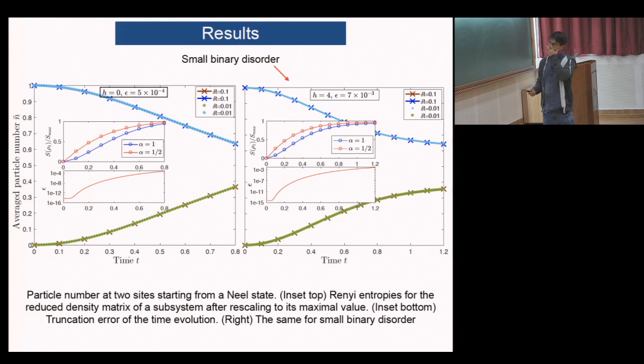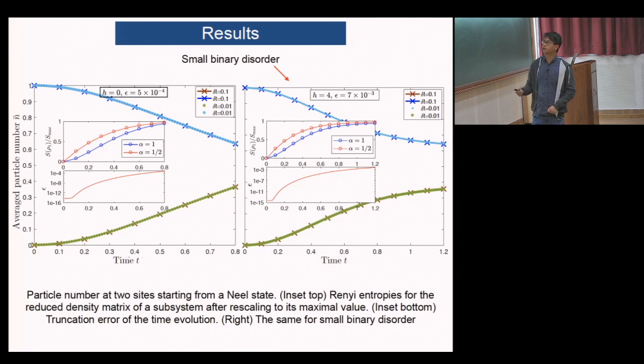You can see that as soon as we add small binary disorder, our time evolution has been extended, right? We are able to go from 0.8 to 1.2, and you can also see that the growth of the entanglement entropy slows down. A remarkable slowdown in the entanglement entropy. This is still a binary disorder with small disorder strength.